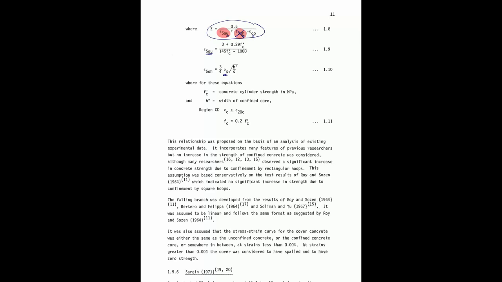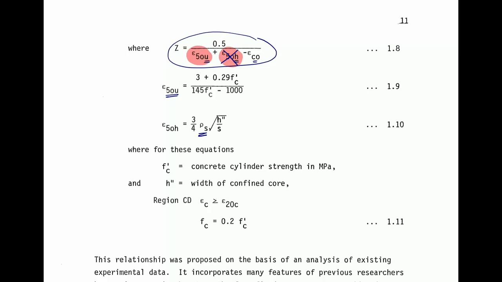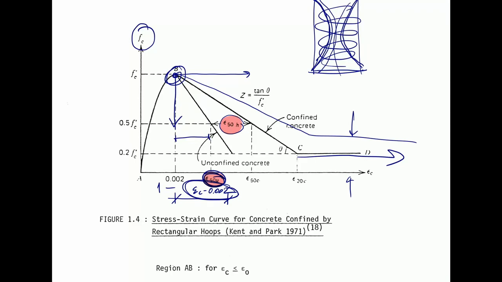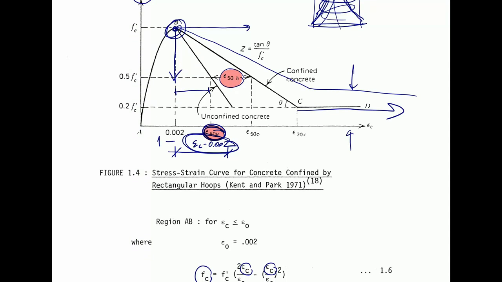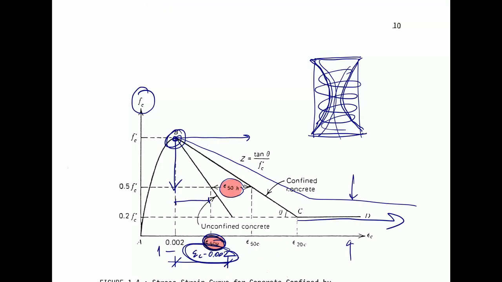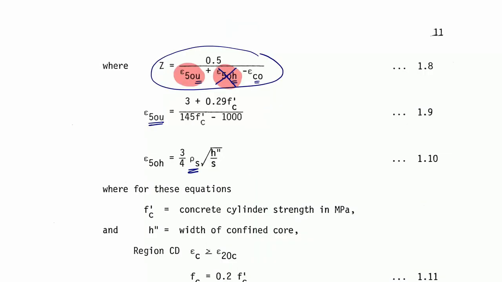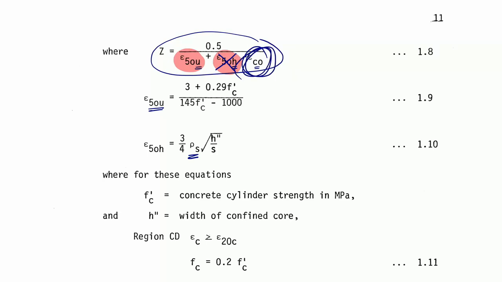Very logical. All right. Well, where is the epsilon C zero? Where is it? It shows in Mander, but where is C zero in this one? Yeah, this one.